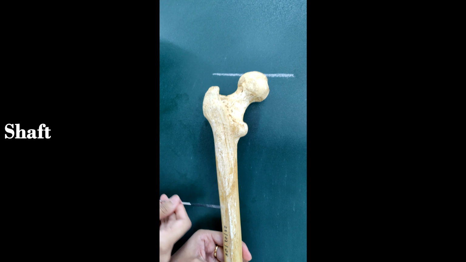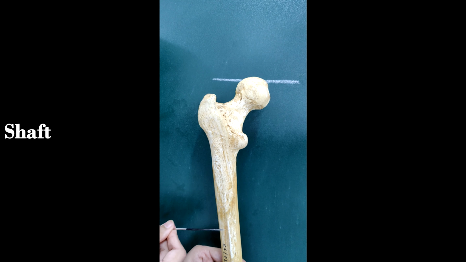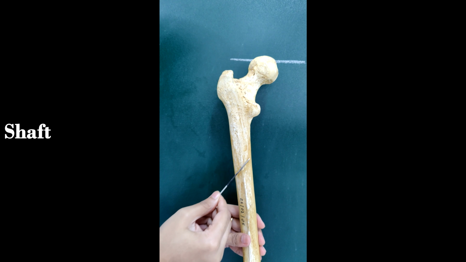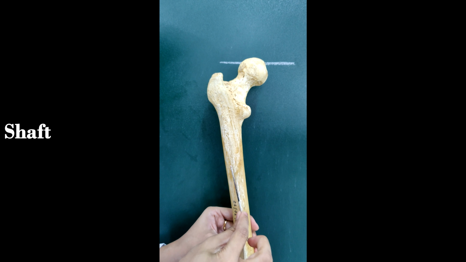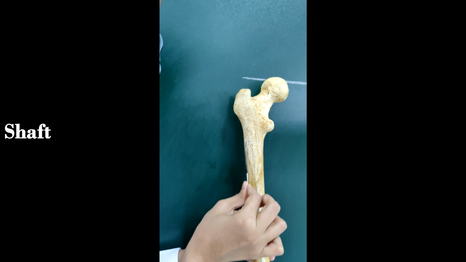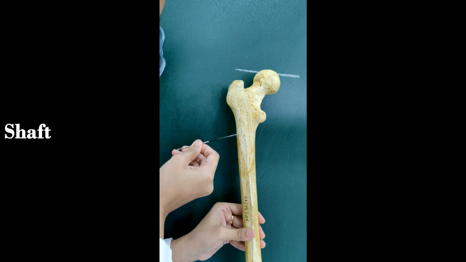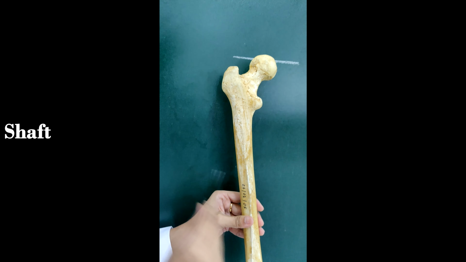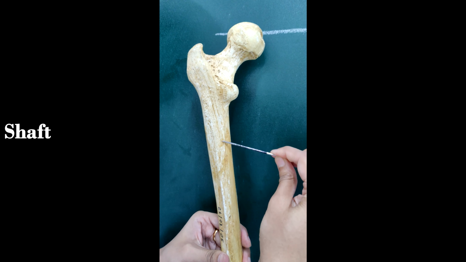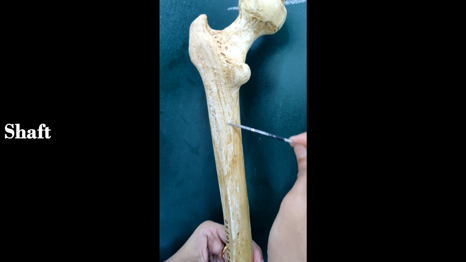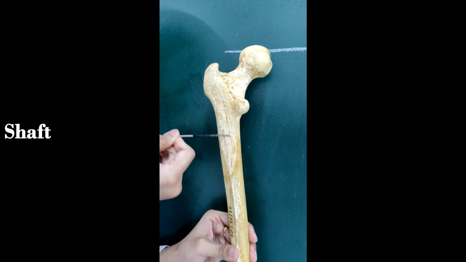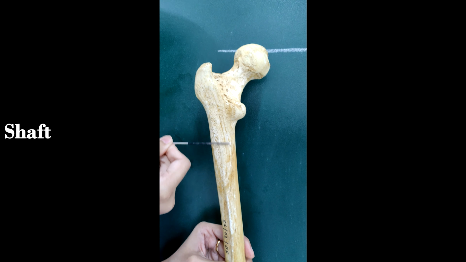Coming to the upper 1/3 of the shaft, here you can see the linea aspera diverges. The lateral lip of the linea aspera gets continuous with the lateral lip of the gluteal tuberosity, and the medial lip of the linea aspera gets continuous with the spiral line, forming an additional surface called the posterior surface.